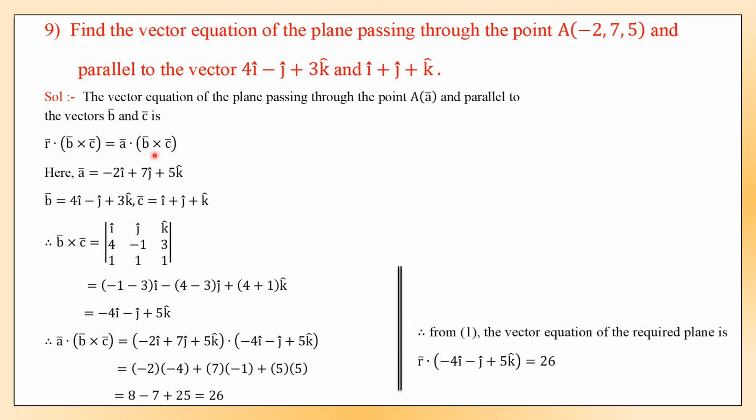Therefore, put the values in this formula. From equation 1, the vector equation of the required plane is R vector dot the value of B vector cross C vector, which is minus 4i minus j plus 5k, equal to the value of A vector dot B vector cross C vector, which is 26. Hence the required plane is R vector dot minus 4i minus j plus 5k equal to 26.